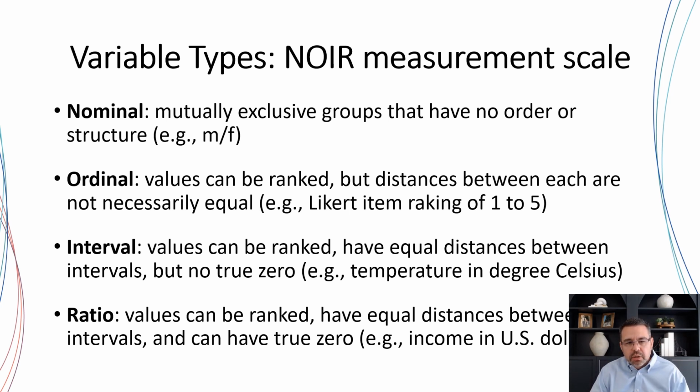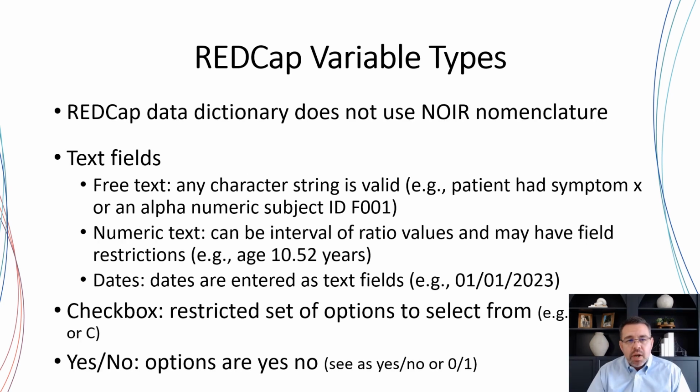Lots of examples here. The one you'll commonly see is income. For instance, let's think of income in US dollars, where this is a continuous numeric value where the ranks are important, the ranks are equally spaced. And if you have a value of 0, right, that means you're stating that I have no income, and the 0 in that case has a very specific meaning as an absolute 0. Now in REDCap, the variable types are slightly different. REDCap doesn't follow exactly, at least in terminology, the NOIR nomenclature that I just presented.